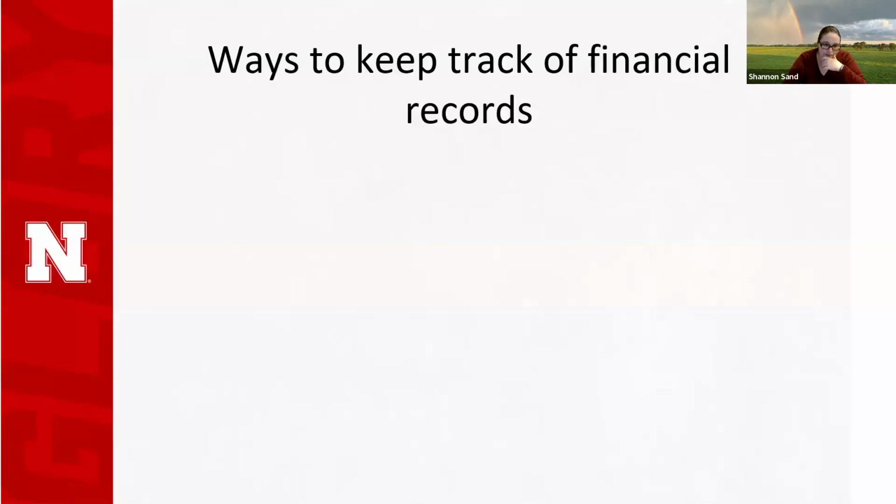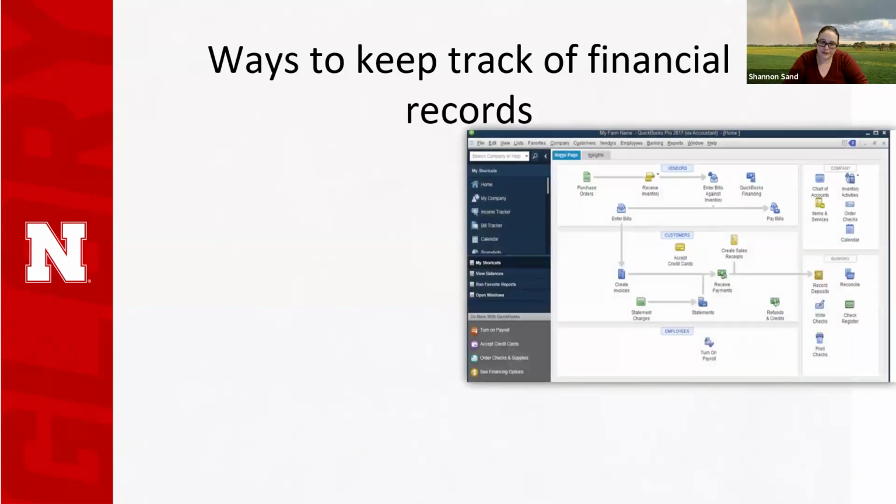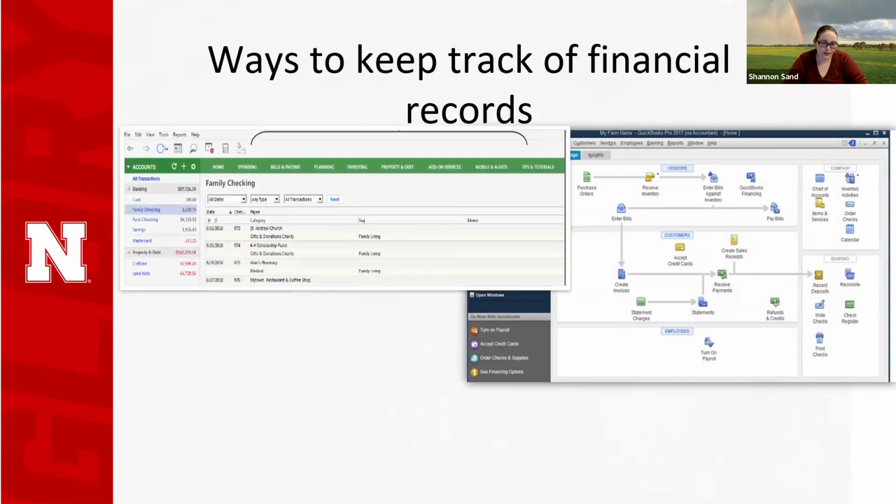There are lots of ways to keep track of financial records. Again, we've talked about things like QuickBooks. Specifically, it has an ag option tag, which can help populate some categories, but depending on your operation, you're going to have to create new ones. So it just depends. There's things like Quicken. It's also a potential option to keep track of your financial records. Both have their pros and cons.